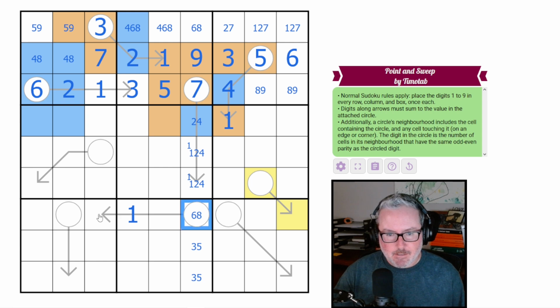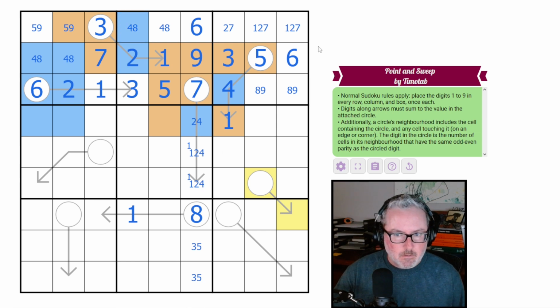Because if this is a 6, this is a 1, 2, 3. Where does the 3 go? Can't go here anymore, can't go here. So this is 8, which means this is 6. These are not 6s. Good. I will color this guy, again, because he's in a neighborhood.